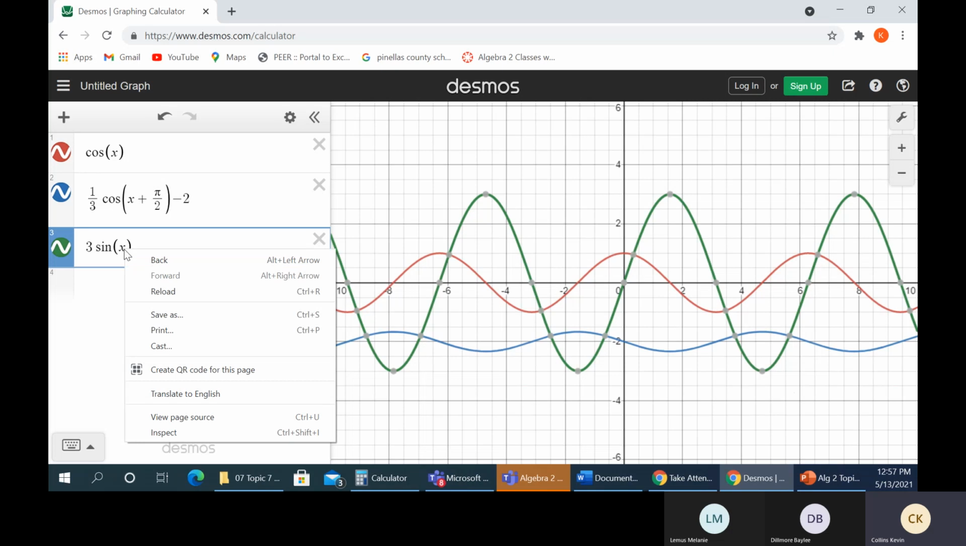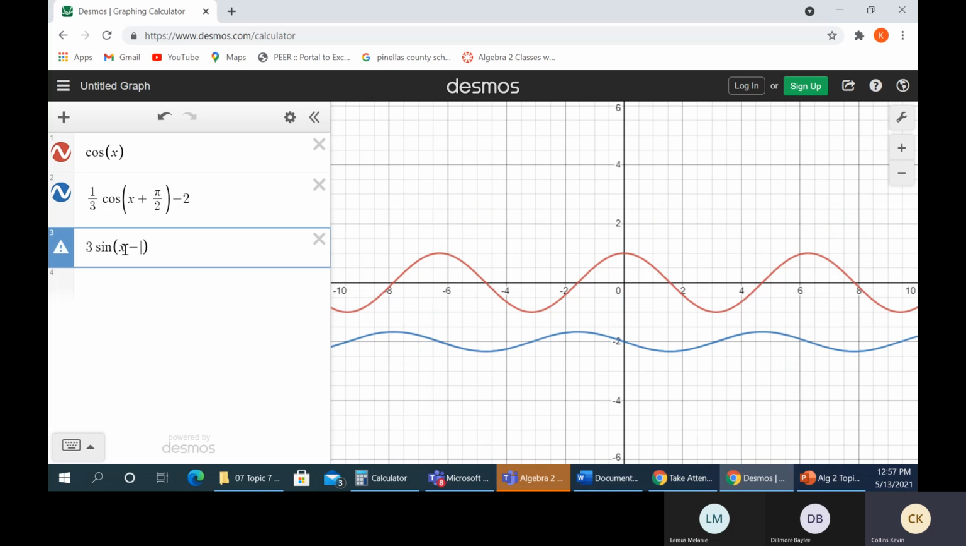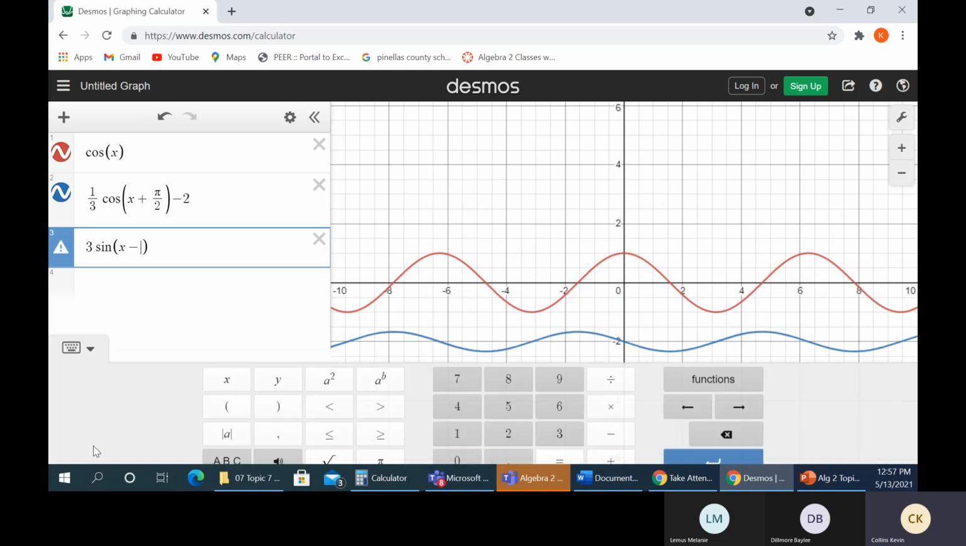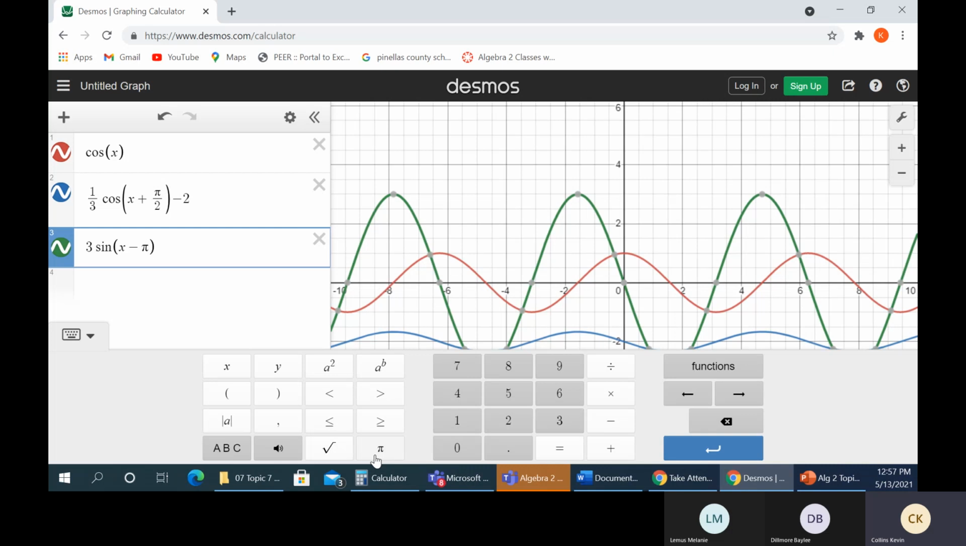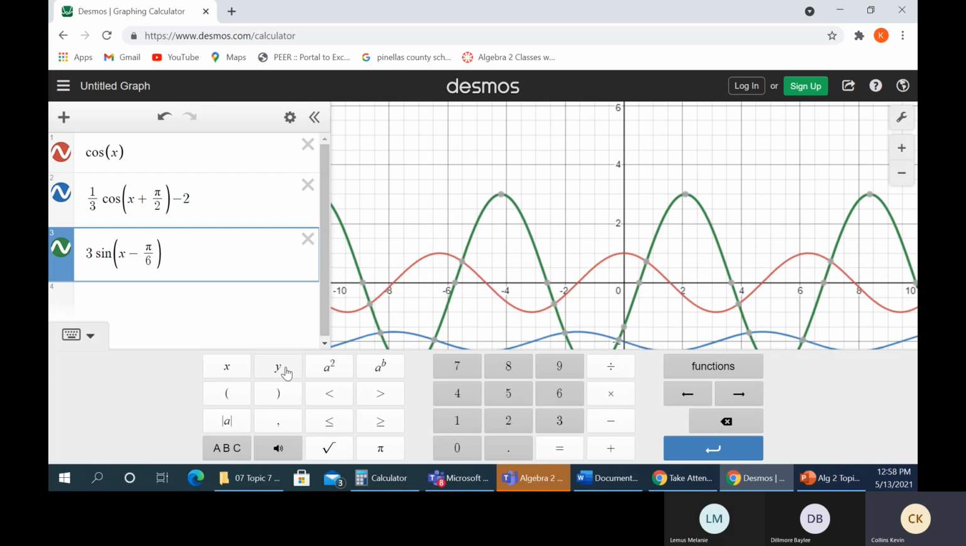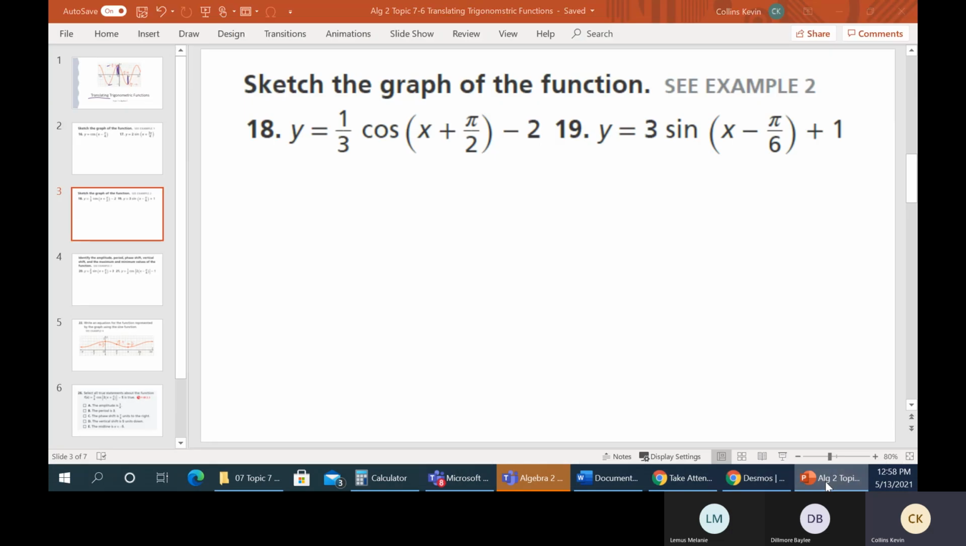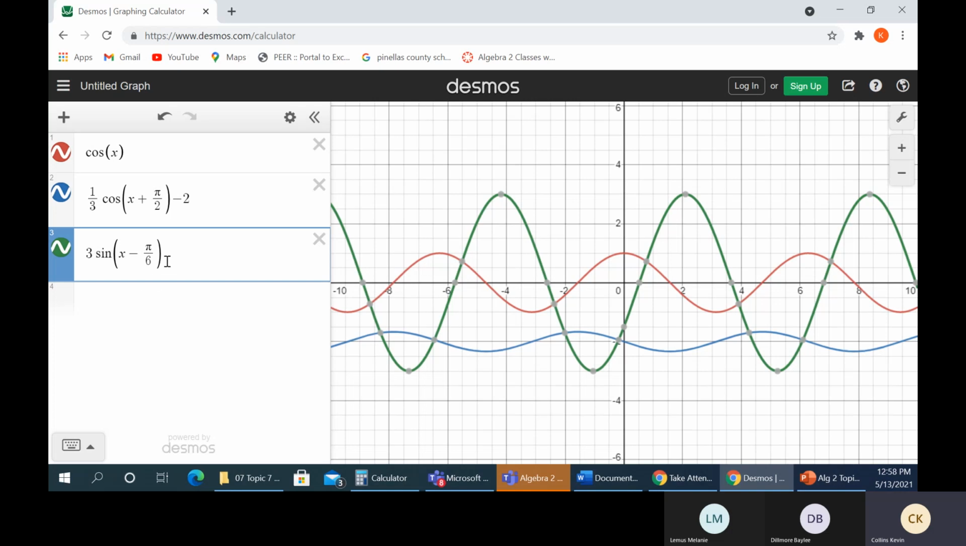All right, so next thing we're going in here, I think it was minus pi over 6. So we'll go minus, and let's find our pi function again. There's pi divided by 6. Okay, so that shifted us to the right, pi over 6, or 30 degrees if you're using degrees. So move this over a little bit. And our last part, I think, was just add 1. Yeah. So we're going to add 1.